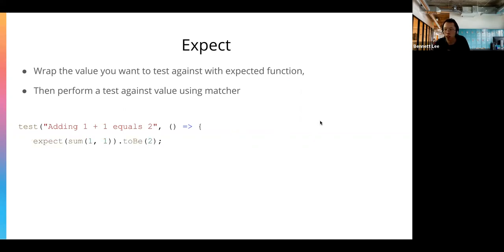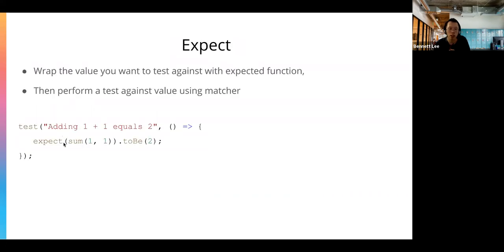And right here, the result of this function, the sum, we're wrapping it with the expect function. And we're taking this to test against the expected result. And what happens here is the matcher. This is a matcher, so we're testing that the result of this is equal, it should be 2. So anything that you want to test against in Jest, you have to wrap it in the expect function.